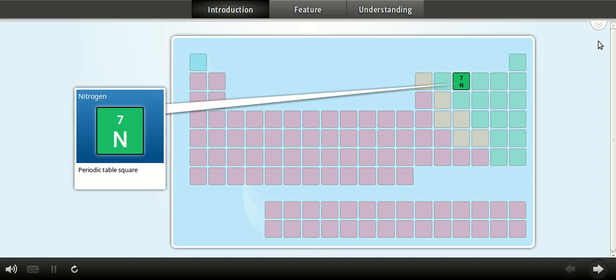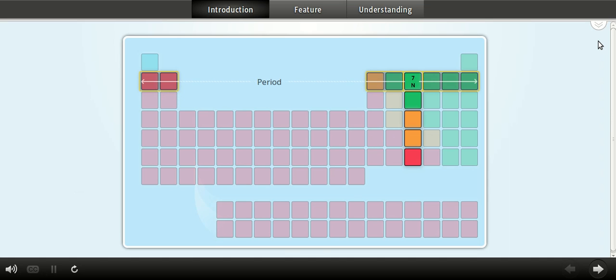For example, nitrogen is always in the second row in the fourth square from the right. The periodic table shows some important relationships among elements. The horizontal rows are periods. The vertical columns in the periodic table are called groups. A group is also called a family.